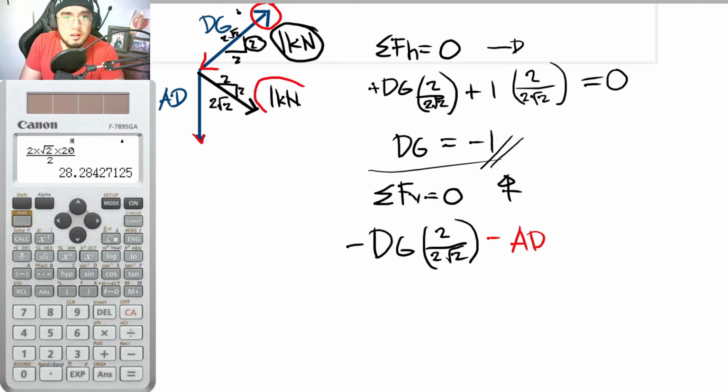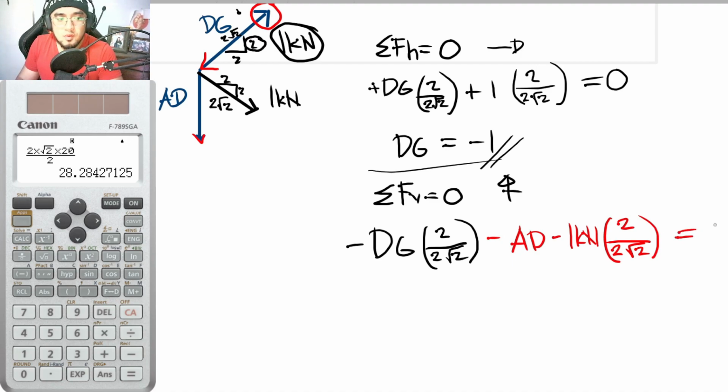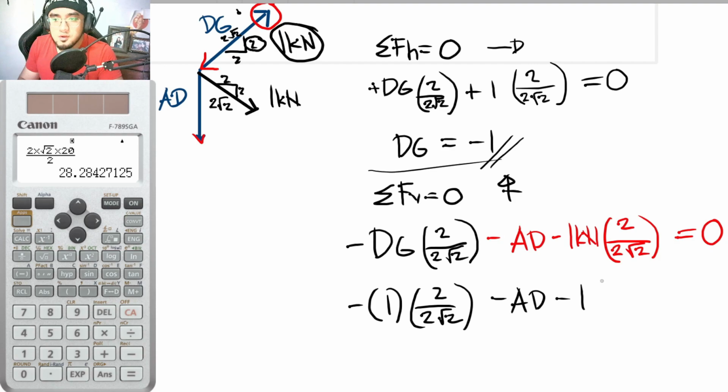So we still have the vertical component of 1 kilonewton here. And since it is pointing downwards, this must also be negative. So negative 1 kilonewton times the vertical component of the slope, which is 2, divided by the hypotenuse of the slope, which is 2 square root of 2. So this is now equal to 0. Substituting the value of DG, this is now equal to negative 1 times 2 divided by 2 square root of 2 minus AD minus 1 kilonewton times 2 divided by 2 square root of 2 is equal to 0.